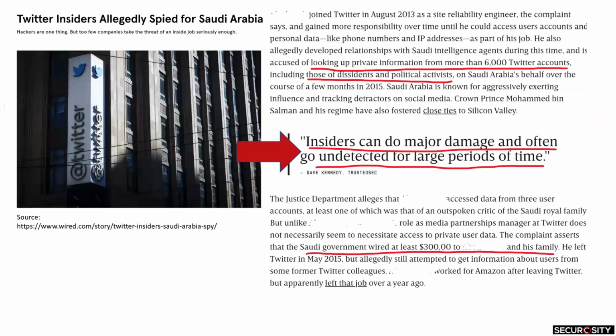For instance, a former Twitter employee received at least $300,000 from Saudi Arabia in exchange for confidential Twitter personal account information of users who use anonymous handles to criticize the kingdom and its royal family. This individual was motivated by financial gains.